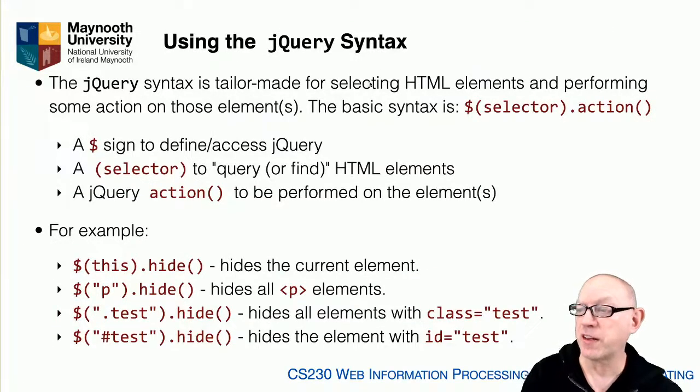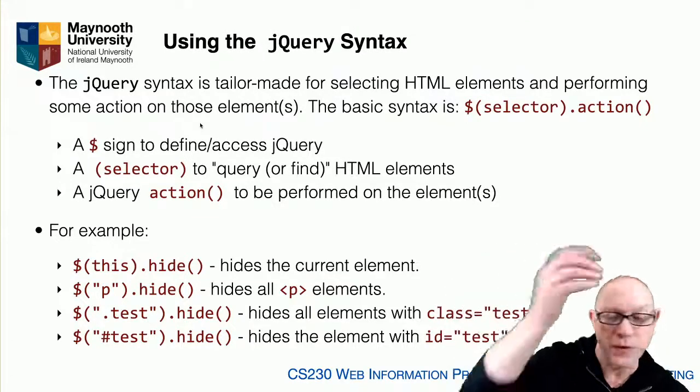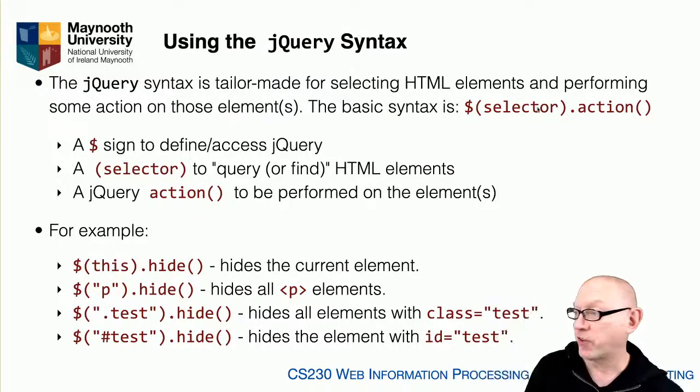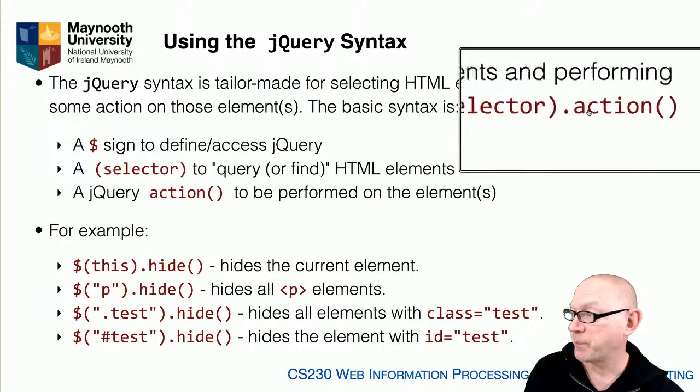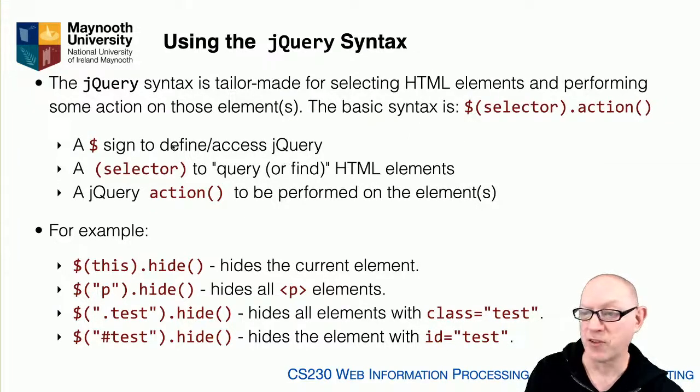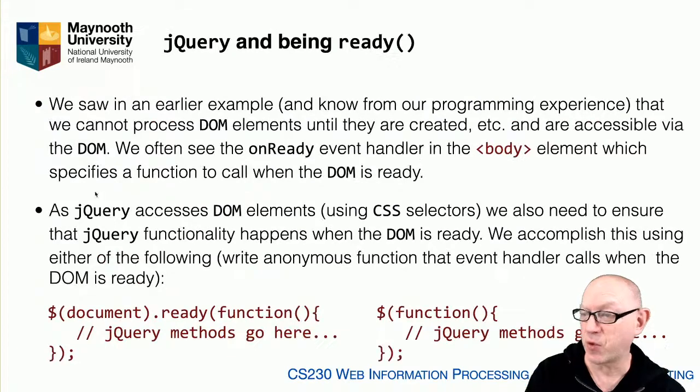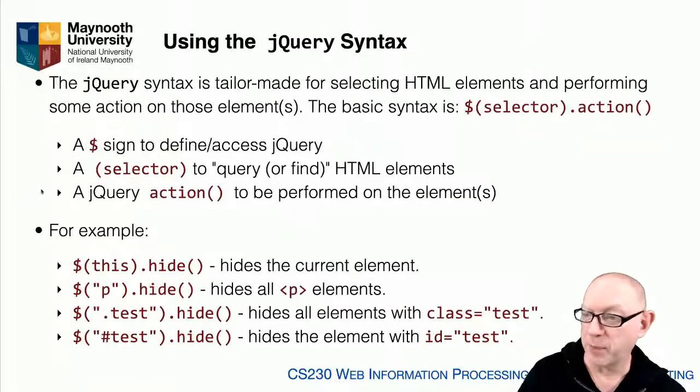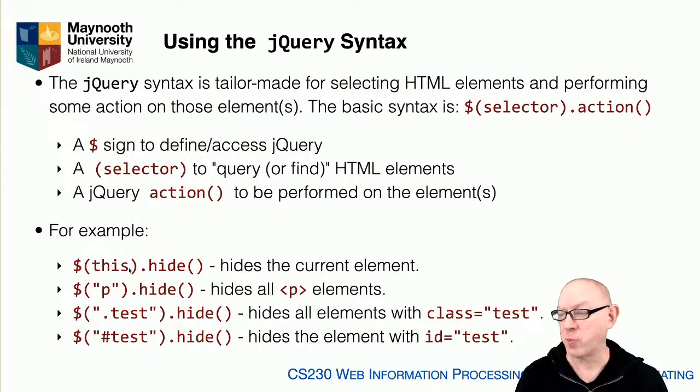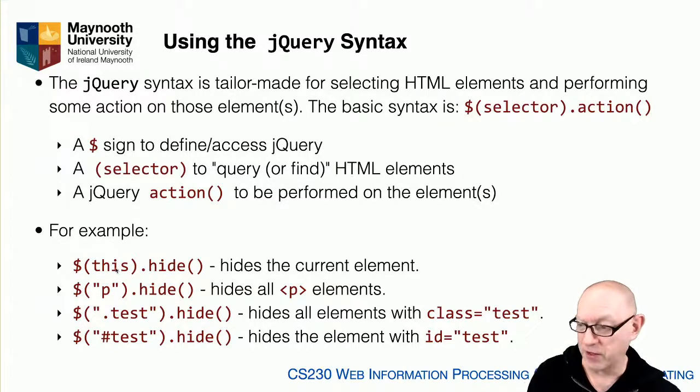The jQuery syntax is tailor-made for selecting HTML elements and performing some action on those elements. So the basic syntax is a dollar sign, then a selector that allows you to select some element, and then dot action to perform some action. The dollar defines access to jQuery. The selector is the query, and that finds some element, and the action is performed on the element. So you could look at something like this: $(this).hide() will hide the current element. $('p').hide() hides all the p elements.